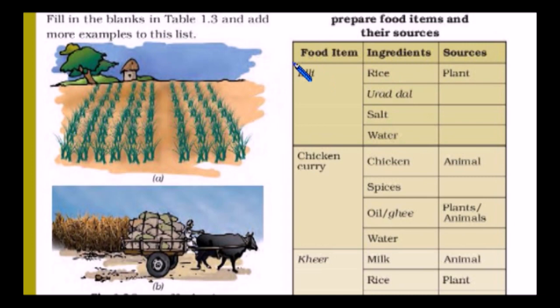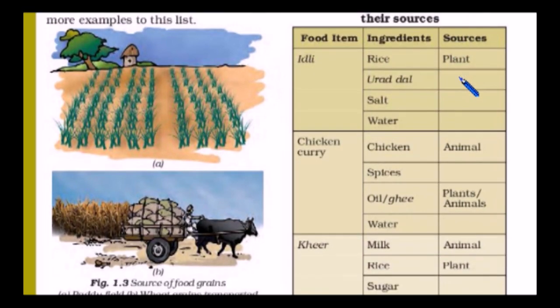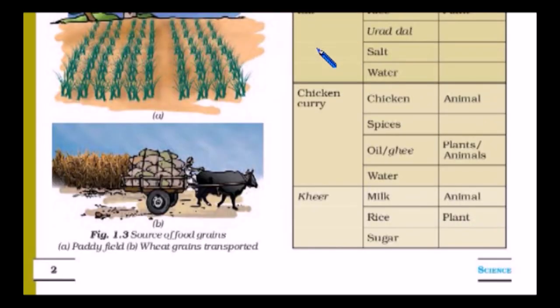Idli. If you see idli, what is required to make an idli? You need rice, urad dal, salt and water. Now rice comes from plants, urad dal comes from plants. So what is the source? Plants. Now if you are making a chicken curry, what do you require? The ingredients are chicken, and it should be tasty, so we add spices, oil, ghee and water.